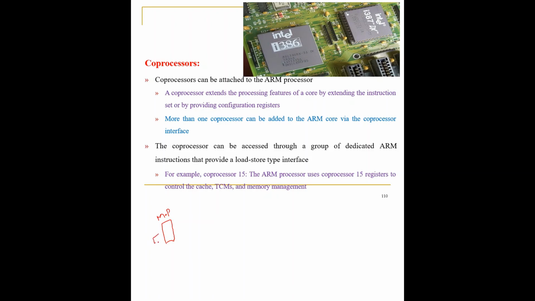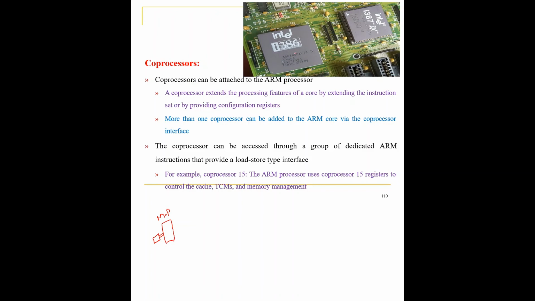You are going to add a small processor attached or very close to this particular main processor. The main processor has a small processor attached to it, in order to do a particular functionality. You can call this particular processor a coprocessor. So it is given here: coprocessors can be attached to the ARM processor.